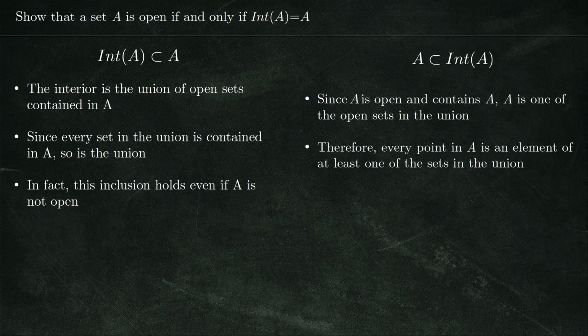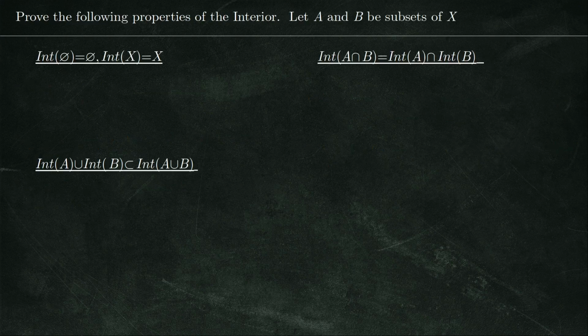Therefore, every point in A is an element of at least one of the sets in the union, and therefore every element of A is included in the interior of A. All right, we now want to prove the following properties of the interior, and again, all of these proofs are very, very similar to similar proofs for the closure. So have a go on your own, and then come back to the video, and I'll go through them.